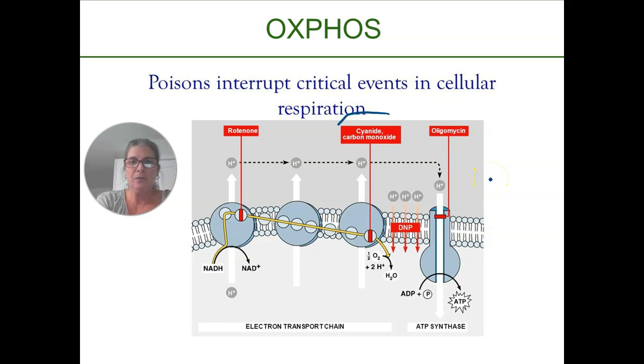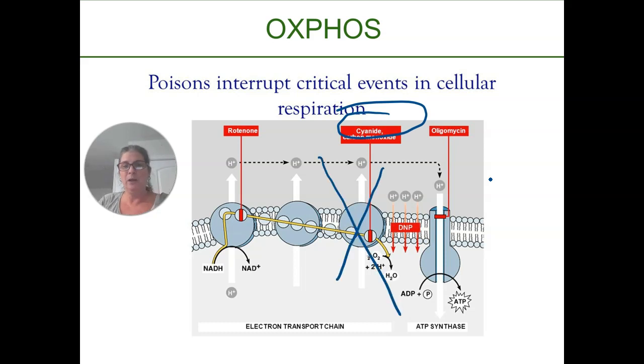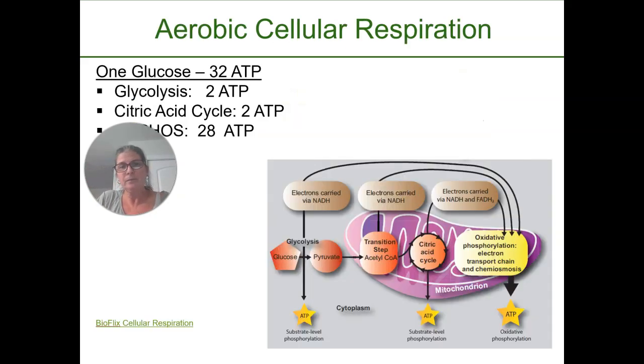So for example, you've all heard of cyanide. What cyanide does is it blocks one of those protein transporters, so it decreases the amount of hydrogen you can pump. Well, if you can't pump the hydrogen, remember, you can't make the battery. And so you can't make ATP. And if you can't make ATP, then death will occur. And that's how that one works.